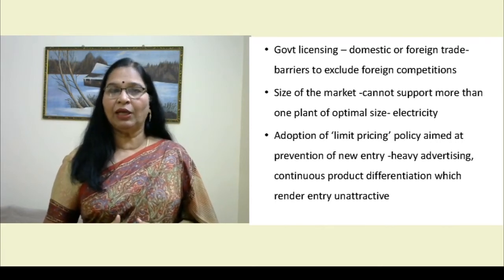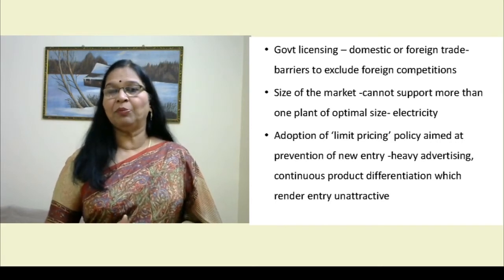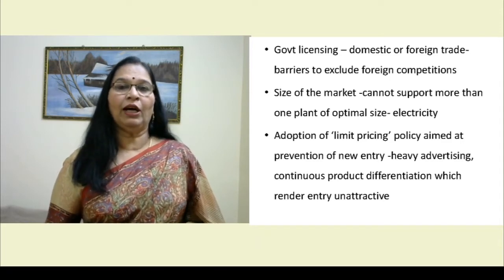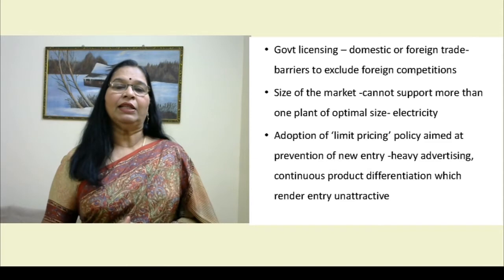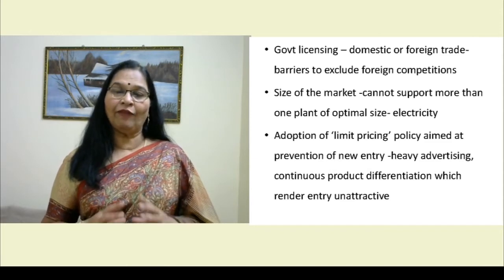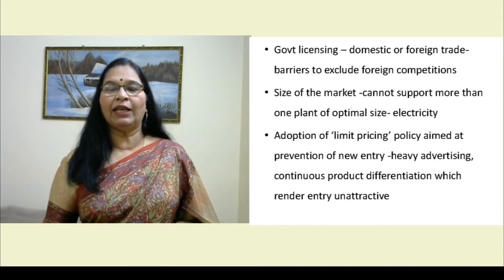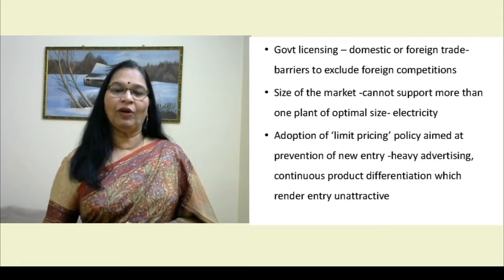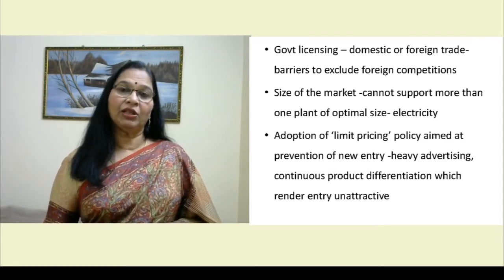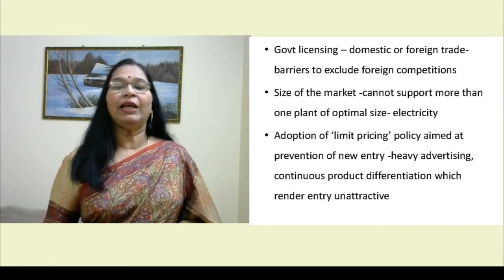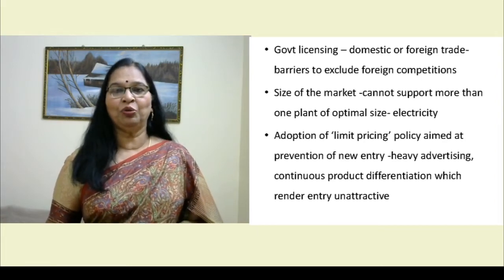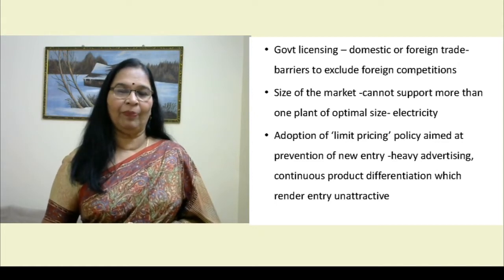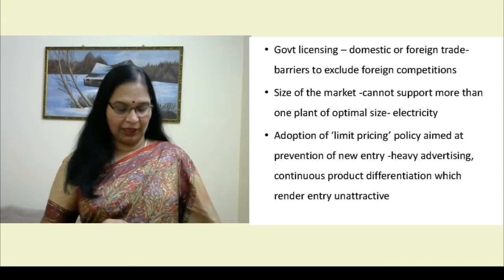There is also a limit pricing policy that firms may follow. A monopolist may follow a limit pricing policy, in which case that firm may spend heavily on advertising. It can continuously upgrade its products, in which case the product differences it makes every time make it very difficult for a new firm to enter and compete with that particular firm. In such cases also, monopoly power can emerge.